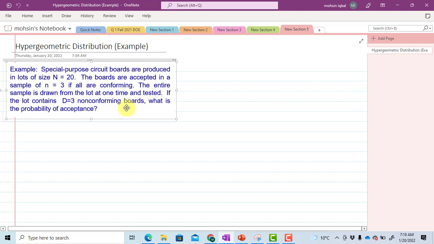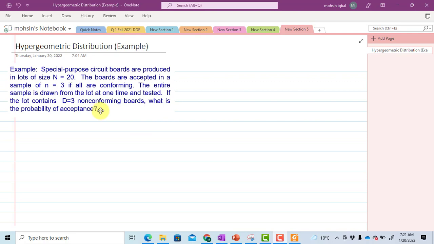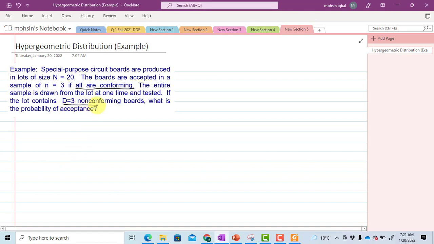So in this example, what we will solve is, if the lot contains D equal to 3 non-conforming boards, what is the probability of acceptance? So the key point is that there is no non-conforming unit, because the line here says that all are conforming. It is the keyword, the most important thing. Okay, then D equal to 3 non-conforming boards, it's the most important.